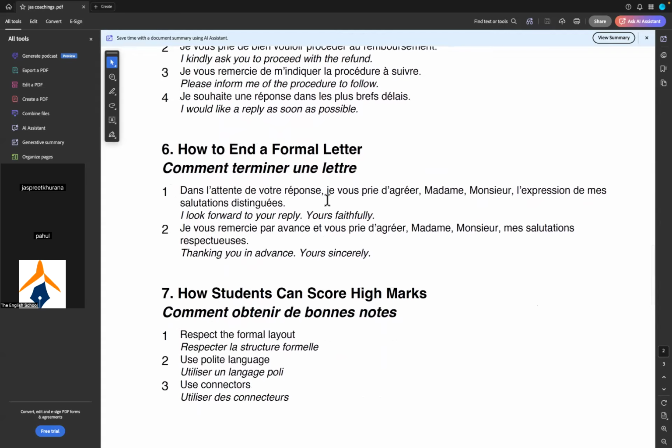Dans l'attente de votre réponse, je vous prie d'agréer, Madame, Monsieur, l'expression de mes salutations distinguées. Je vous remercie par avance et vous prie d'agréer, Madame, Monsieur, mes salutations respectueuses.